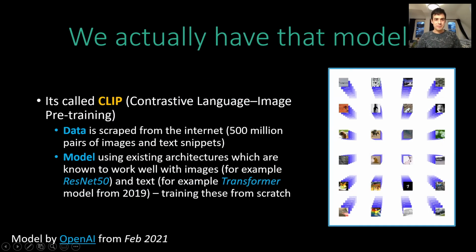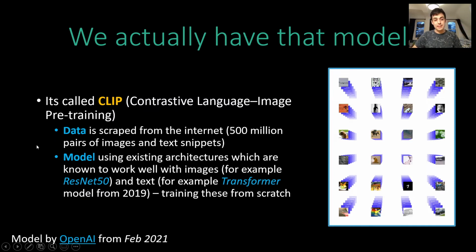So let's see. Actually, we do have this kind of model, and it is called CLIP. It is called Contrastive Language Image Pre-training. It was released about a year and a bit ago by OpenAI.